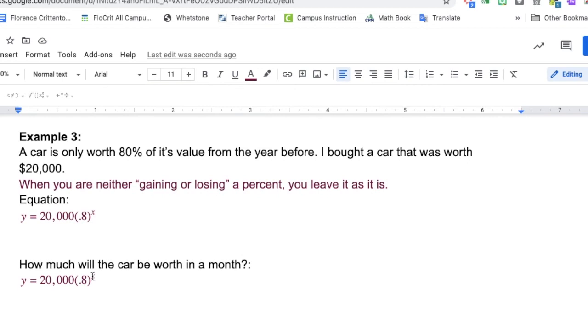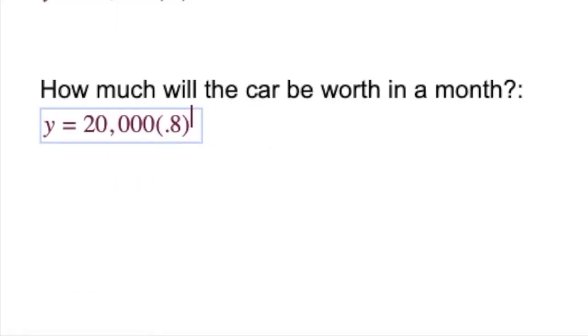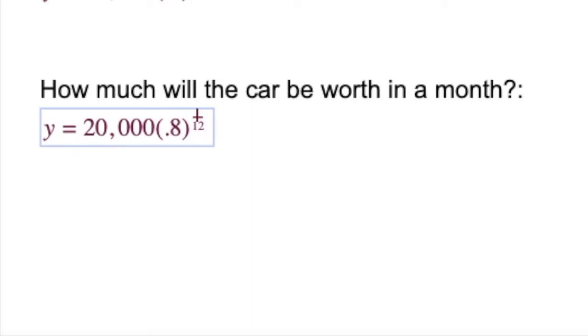This one's tricky because the time from the situation says a year. This wants to know how much in a month. Well, a year has 12 months in it, and you only care about one of them. So the X is a fraction. It's 1 out of 12. Because if the X up here represents a year, and you're only looking at a month, that's a 12th of the time. 1 out of the 12 months is going by in the year.